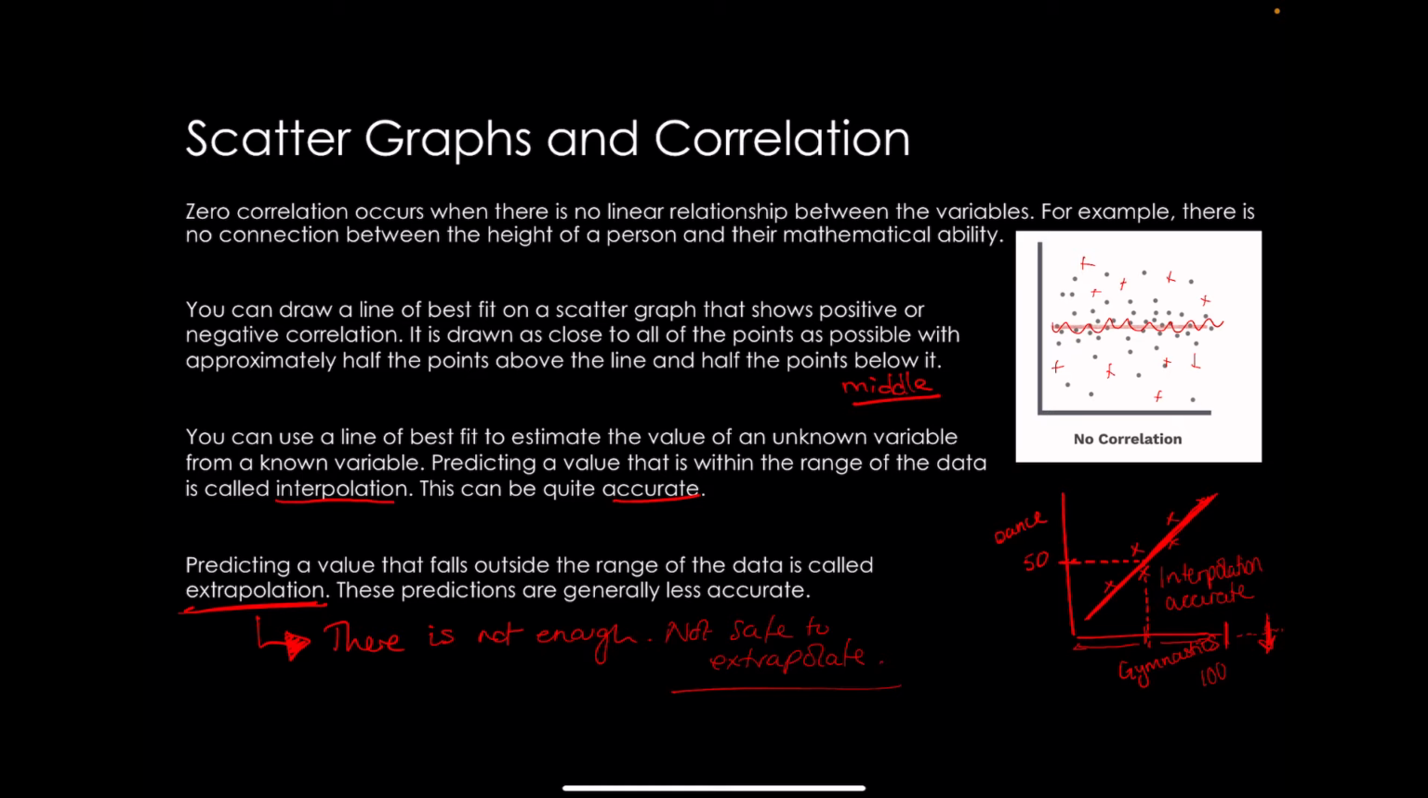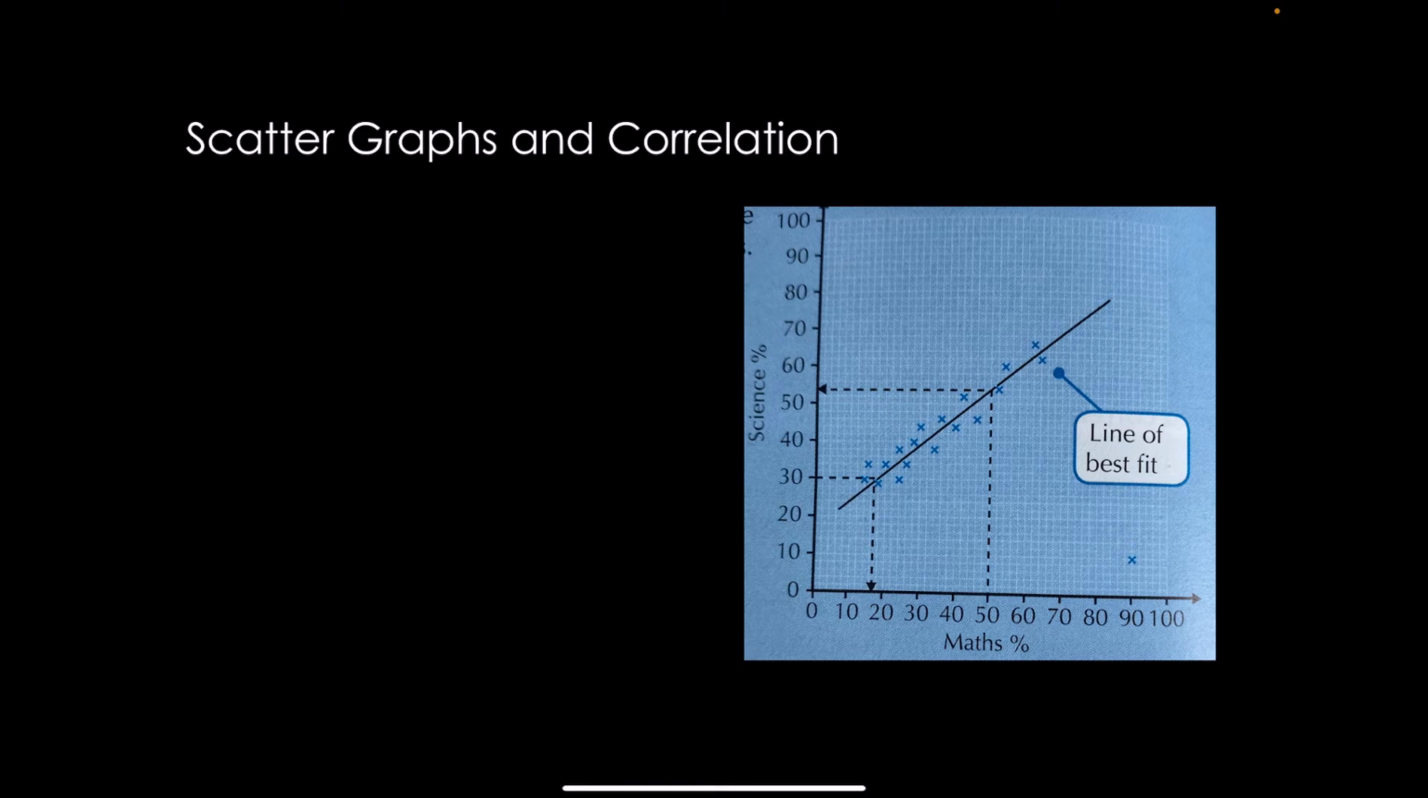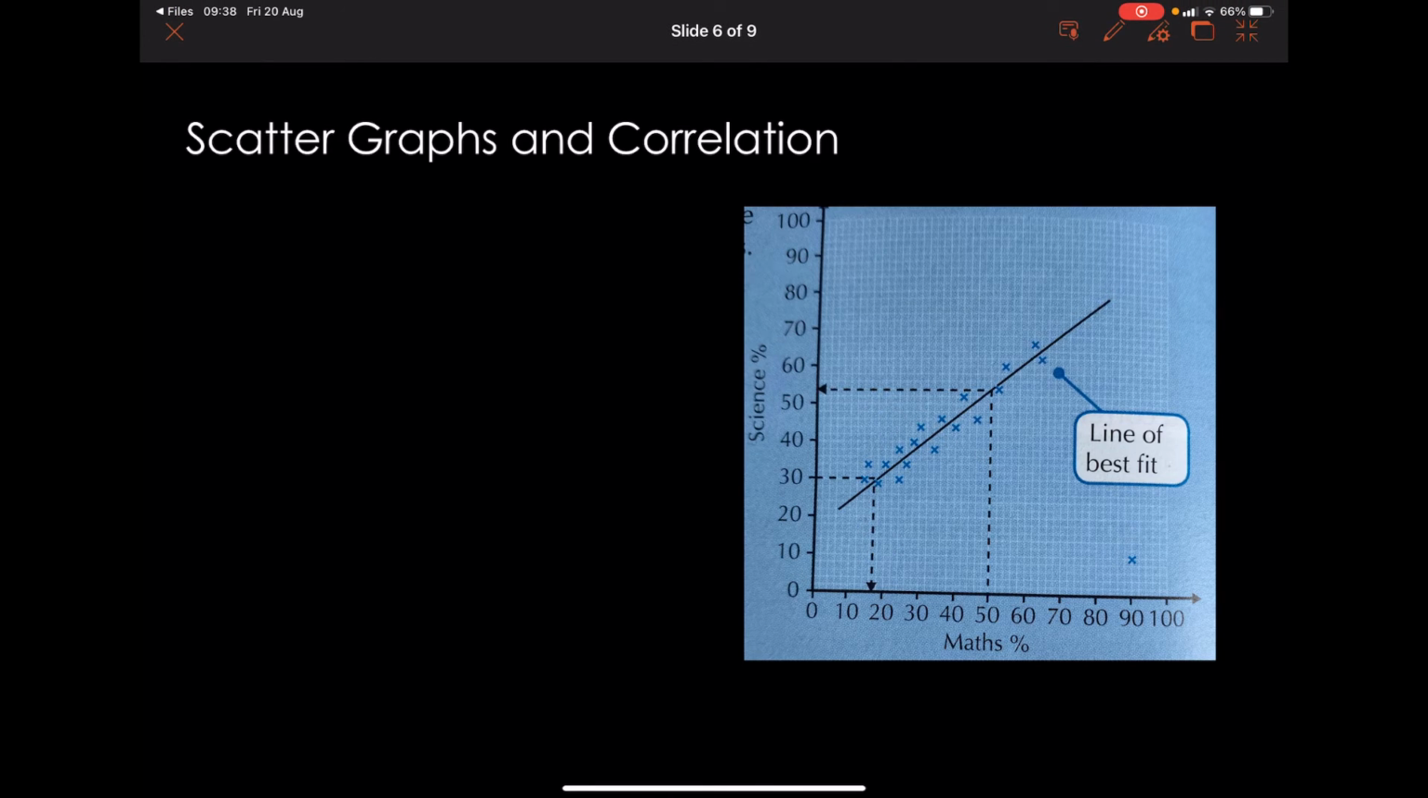Now here's a really good example of a scatter graph and a few questions that you might get asked. If you look at the graph, before I put any questions up, we can already tell a few things from this graph. We can see that it's a positive correlation. We can also see that it gives us the maths and science scores, and we can see that a line of best fit has been drawn.